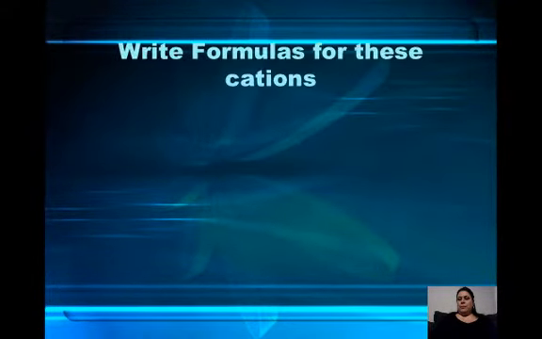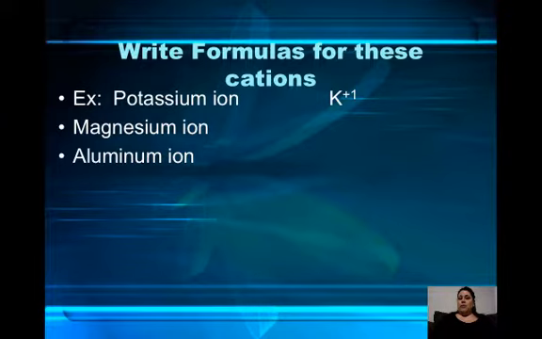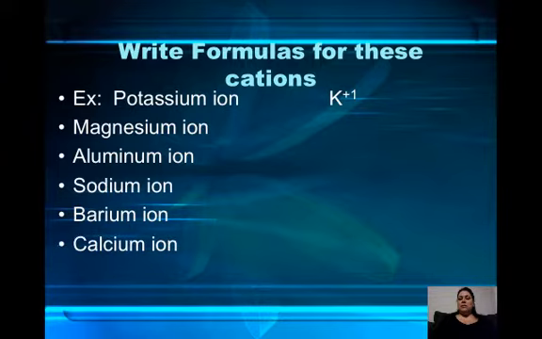So here's an example. Potassium ion. Well, potassium is in column 1. Potassium has 1 valence electron and therefore will have a +1 charge. So I want you to identify these next ions on your periodic table, write them down on a separate piece of paper so we can go over them in class. Magnesium, aluminum, sodium, barium, calcium. Write these cations in your notebooks.